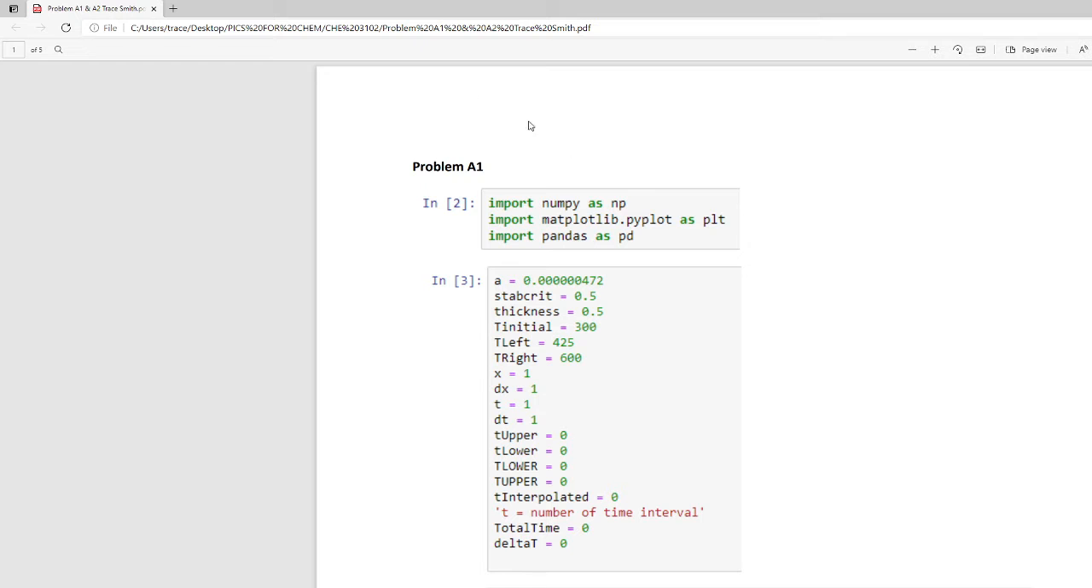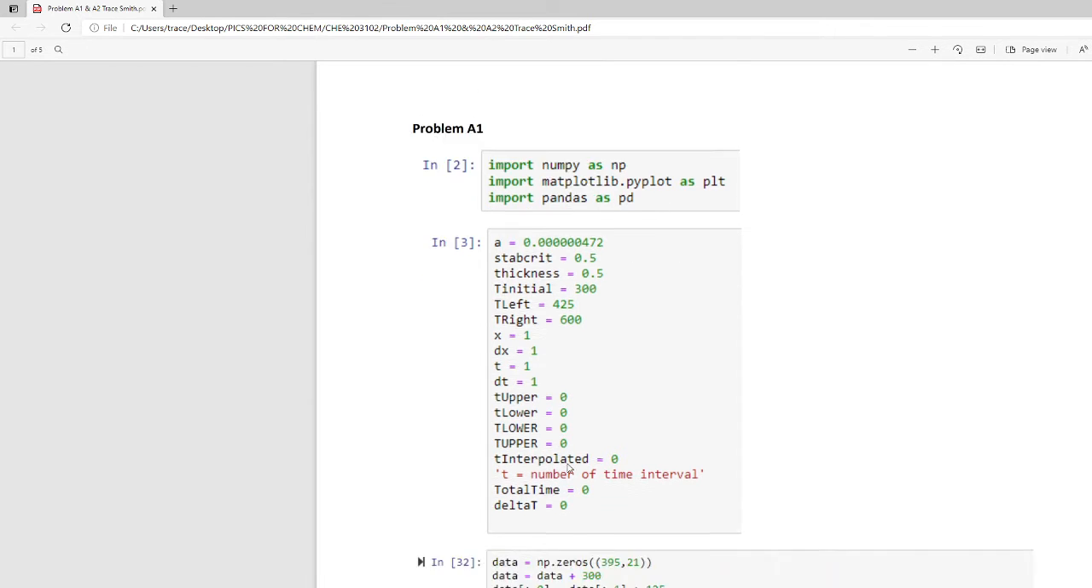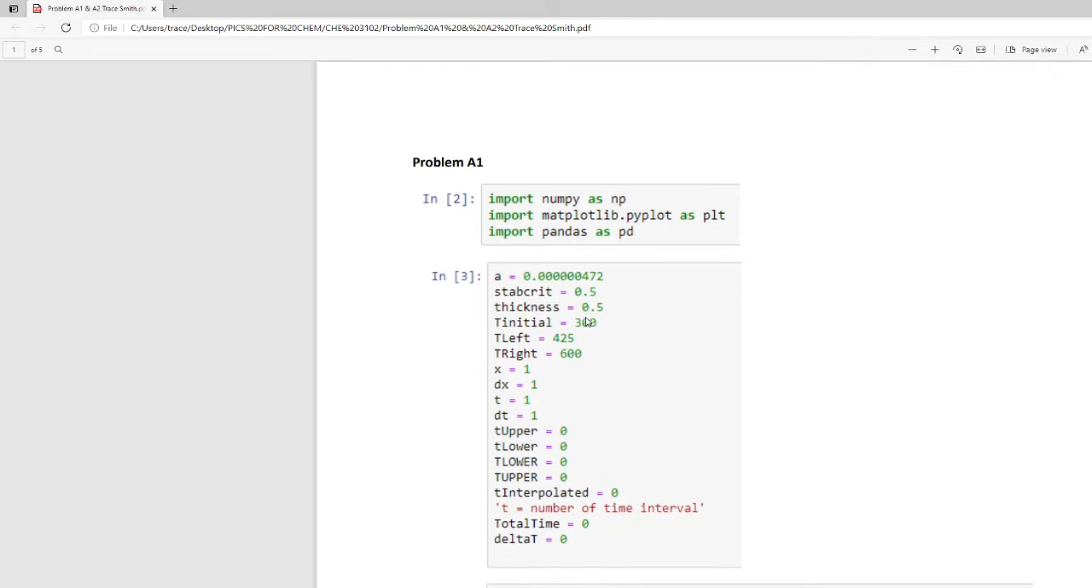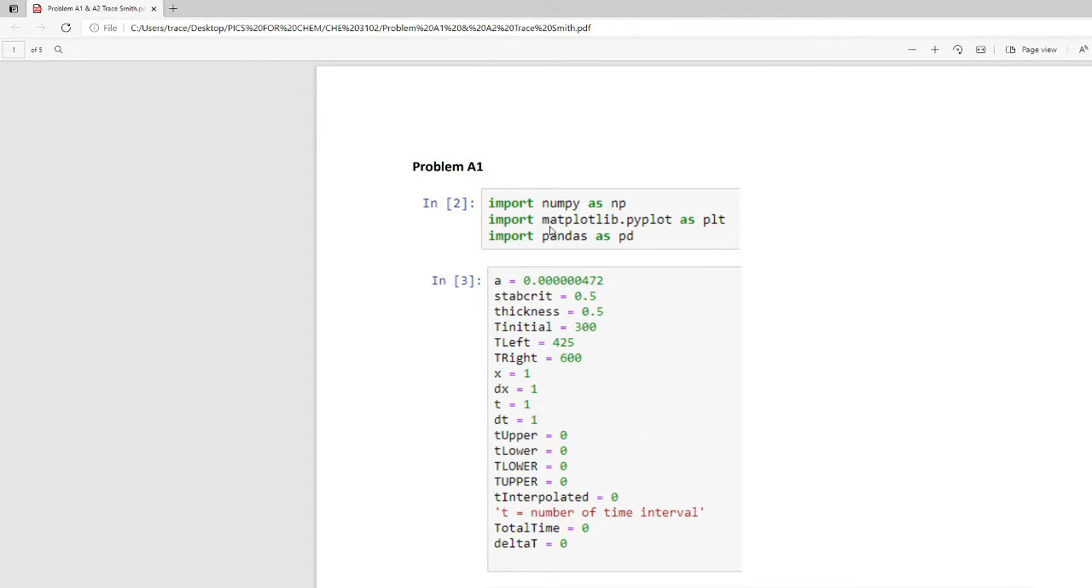So for problem A1 of the homework assignment, I solved in Python, and I started by importing NumPy, matplotlib.pyplot, and pandas, in case I needed any of them, which I didn't end up using pandas. But I initialized my variables. I had an alpha converted just to decimal, and then I had my stability criteria of 0.5 so that I can cancel out that entire right side of the equation, like it said on the homework, and a thickness of 0.05.